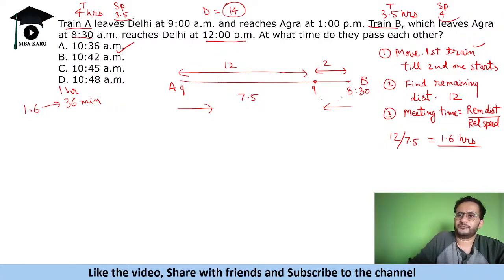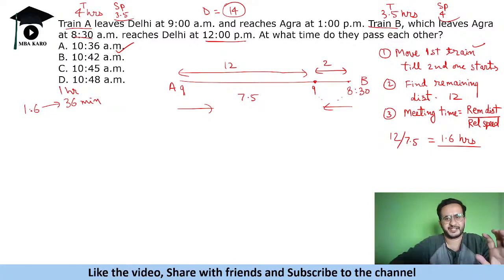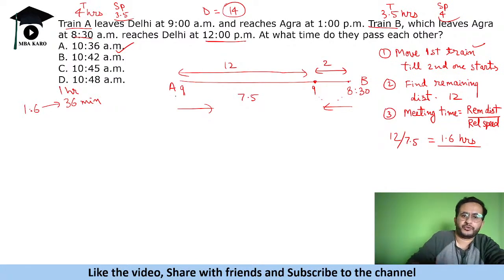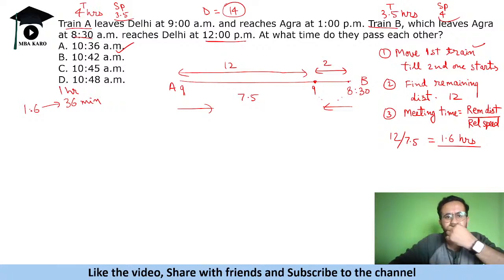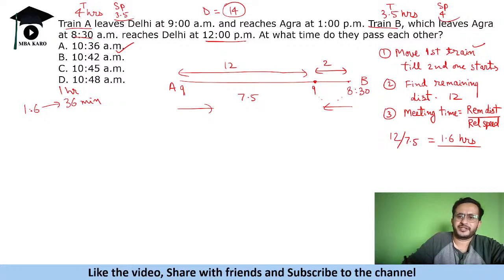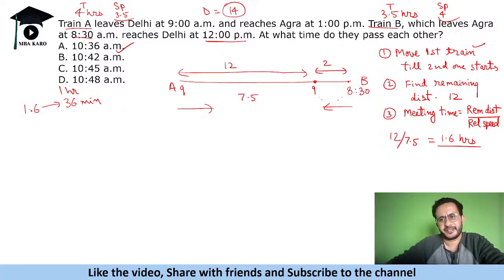So first remember that move the first train till the second train starts, so that both are in motion, then only we can apply the formula of relative speed. Okay, relative speed, we say a plus b, when they move towards each other, applies only when both of the trains are moving. So that's how you approach these kind of questions. This is considered a difficult question, but this is the approach. First move that first body, train, car, whatever, till the point when the second thing starts, find the remaining distance, and meeting time is remaining distance by relative speed.